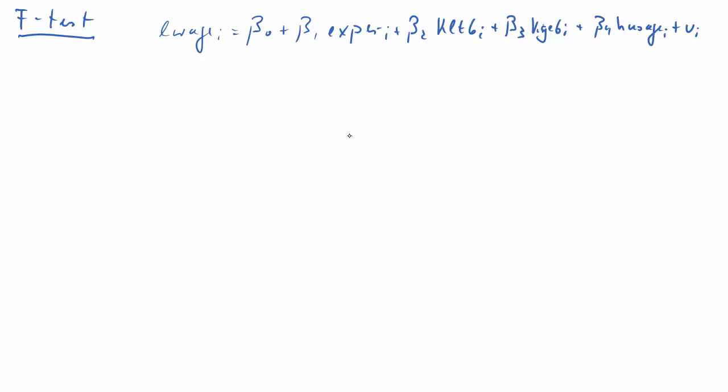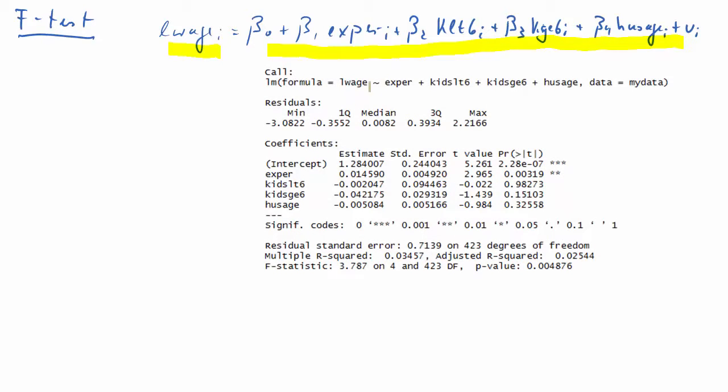This clip explains how to apply an F-test to test multiple restrictions in a linear regression model. Let's look at this model. We have log wage of a sample of female employees as the dependent variable and experience, the number of children younger than 6, the number of children at least 6, and the age of the woman's husband as explanatory variables. So this is the full model.